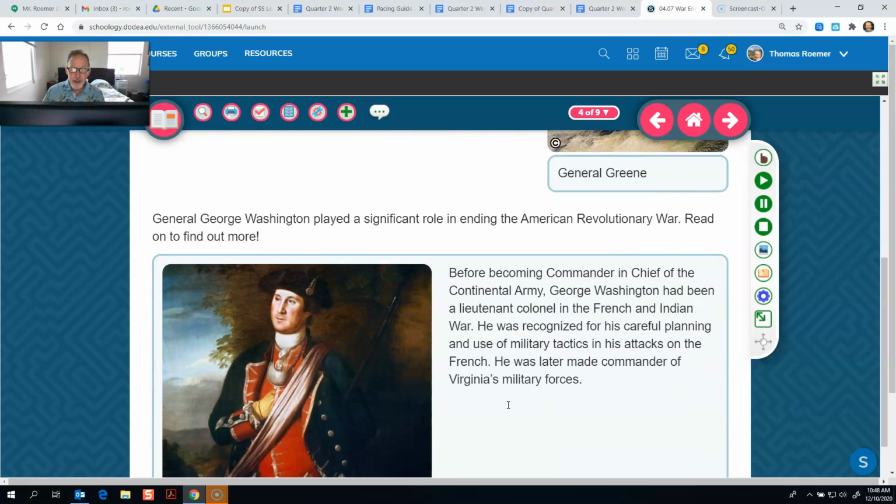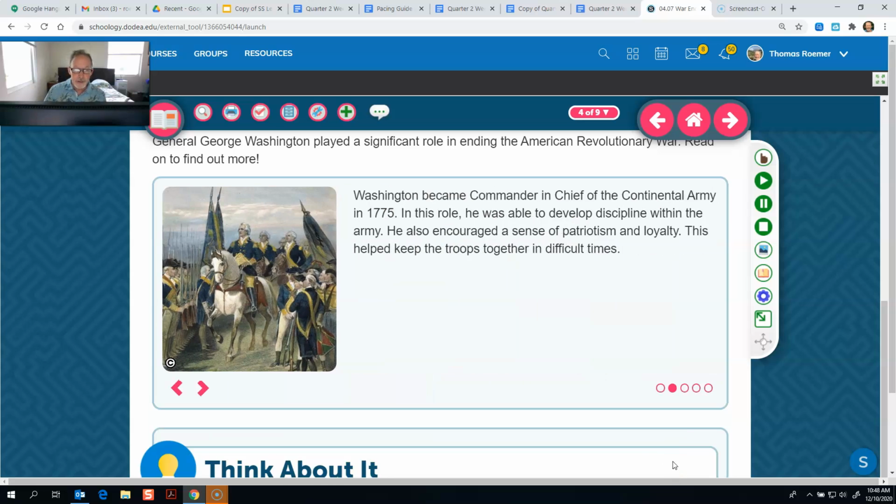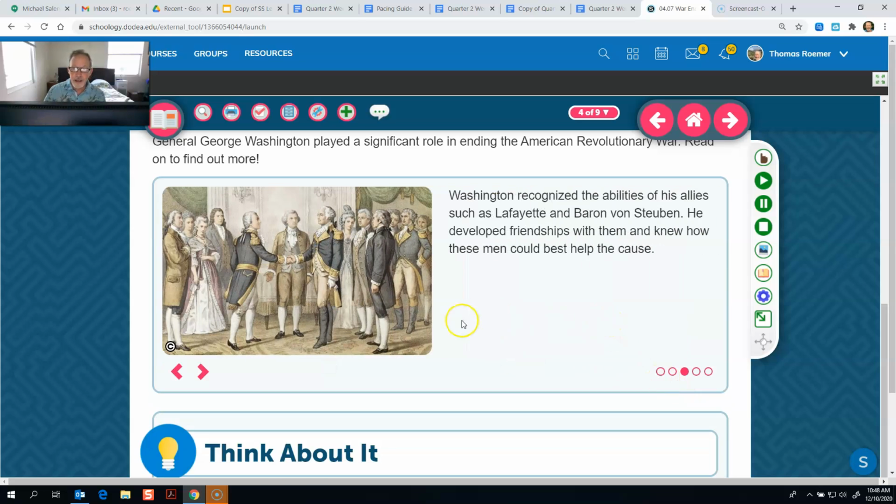Another leader that we had, y'all are familiar with, is General George Washington. He had already been an officer in the French and Indian Wars, and he was the leader of the Continental Army. Now he becomes commander-in-chief of the whole army. He's very good with discipline and loyalty, and he keeps his troops together in difficult times. He was very inspiring. And you can see him right here.